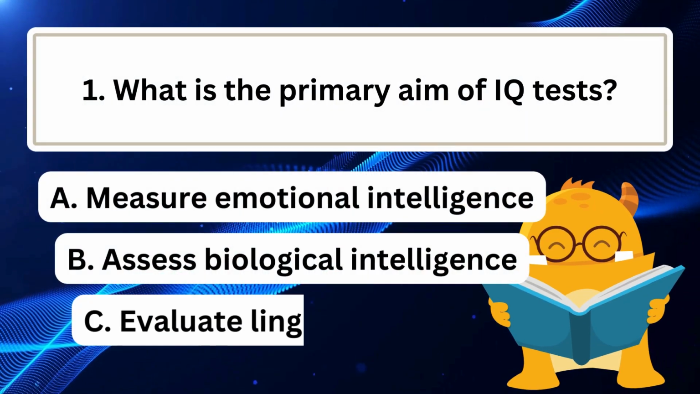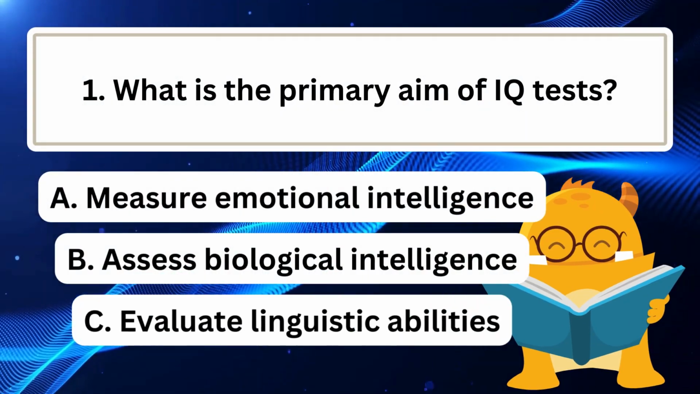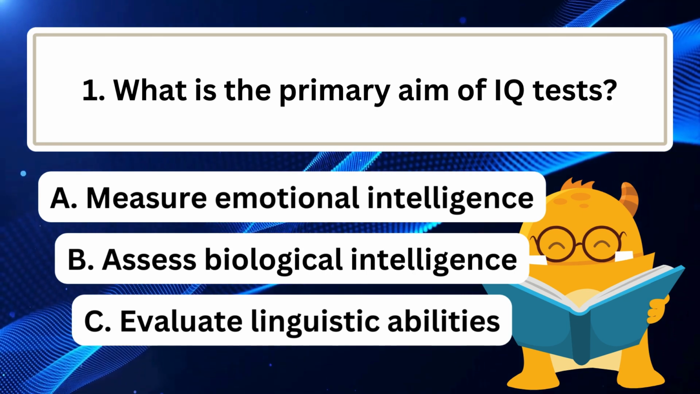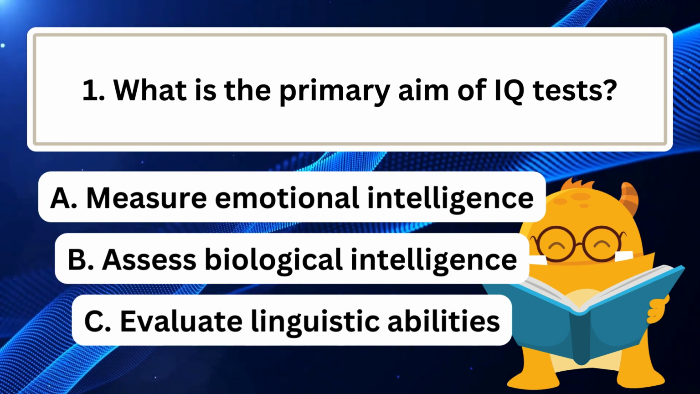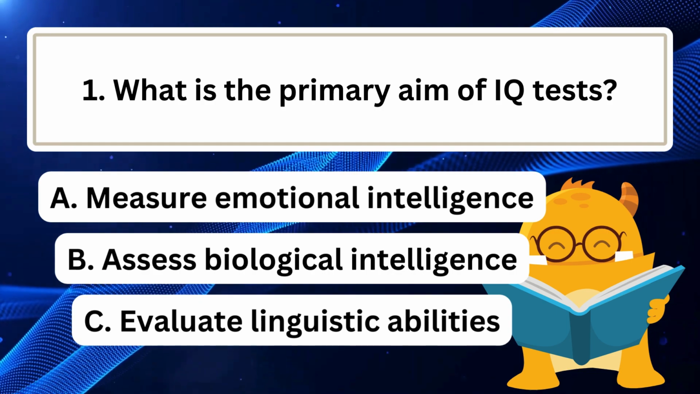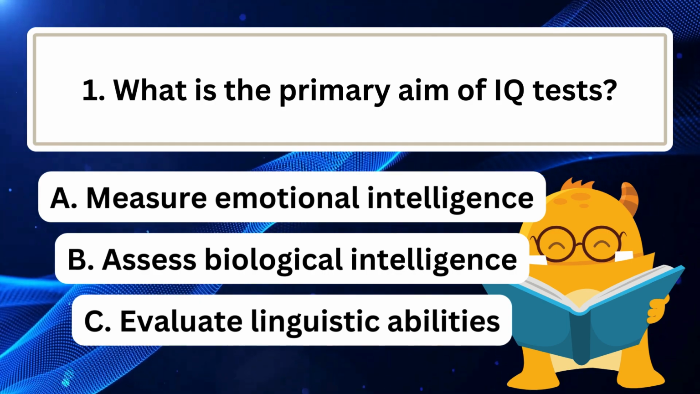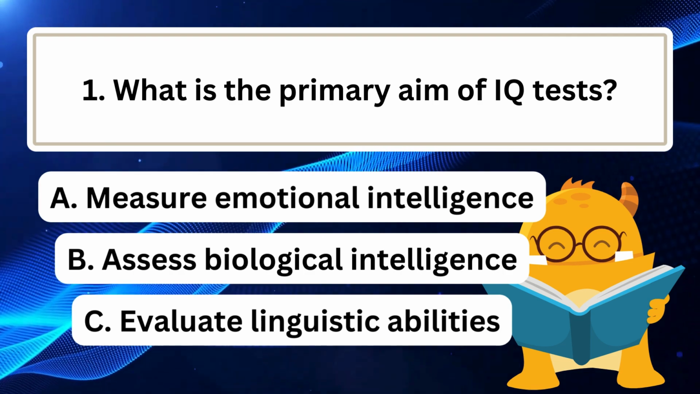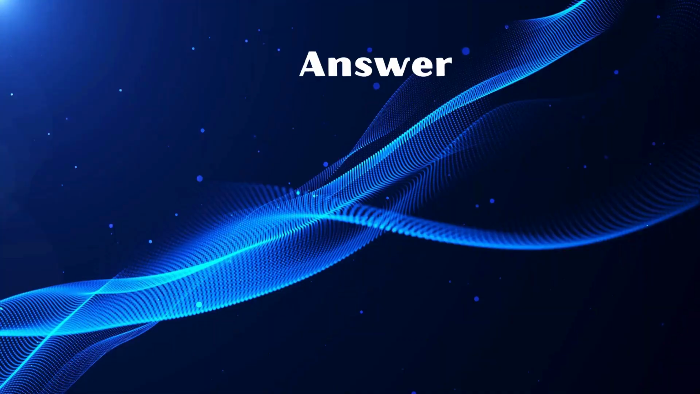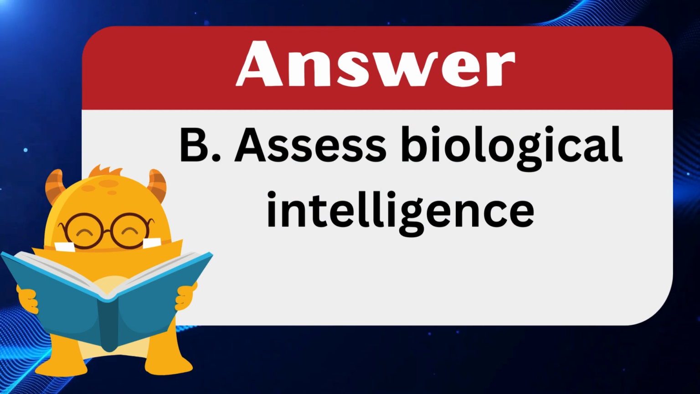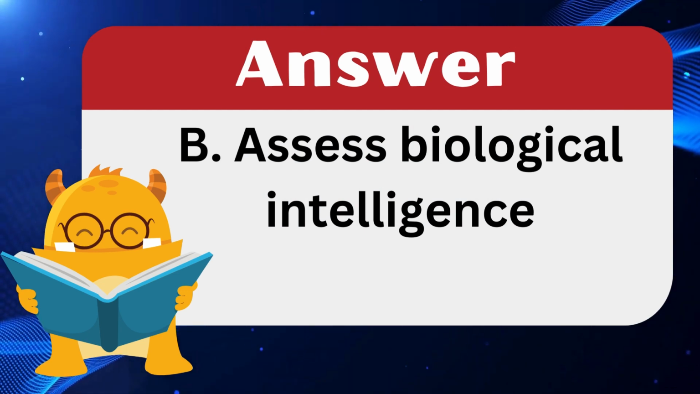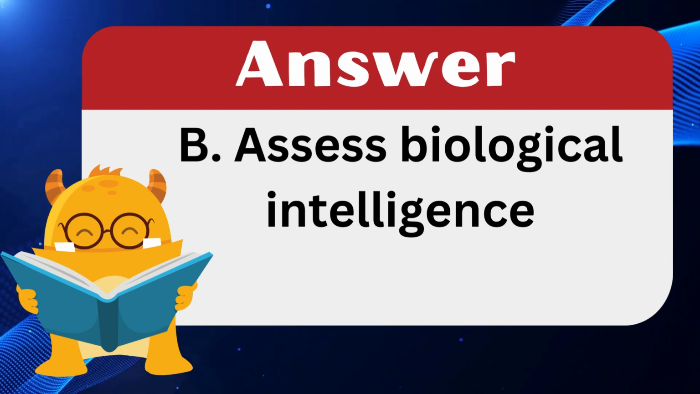1. What is the primary aim of IQ tests? A. Measure emotional intelligence. B. Assess biological intelligence. C. Evaluate linguistic abilities. B. Assess biological intelligence. IQ tests are designed to assess biological intelligence, not emotional or linguistic capacities.